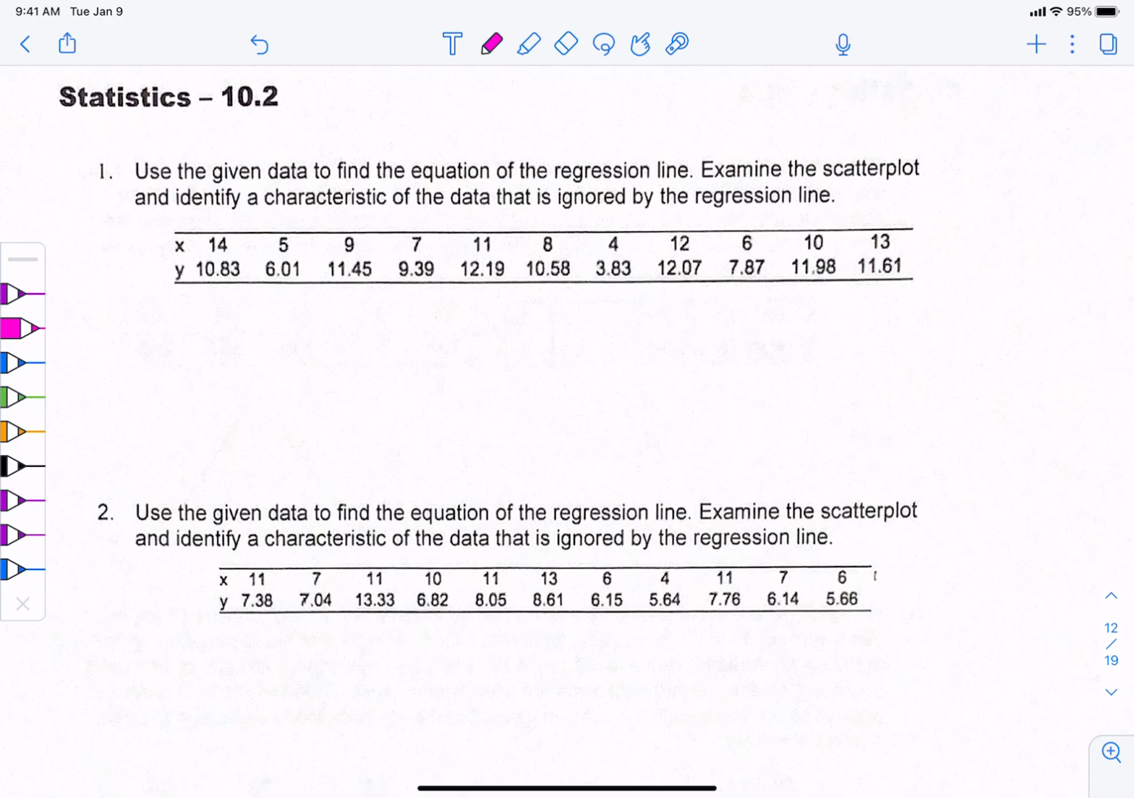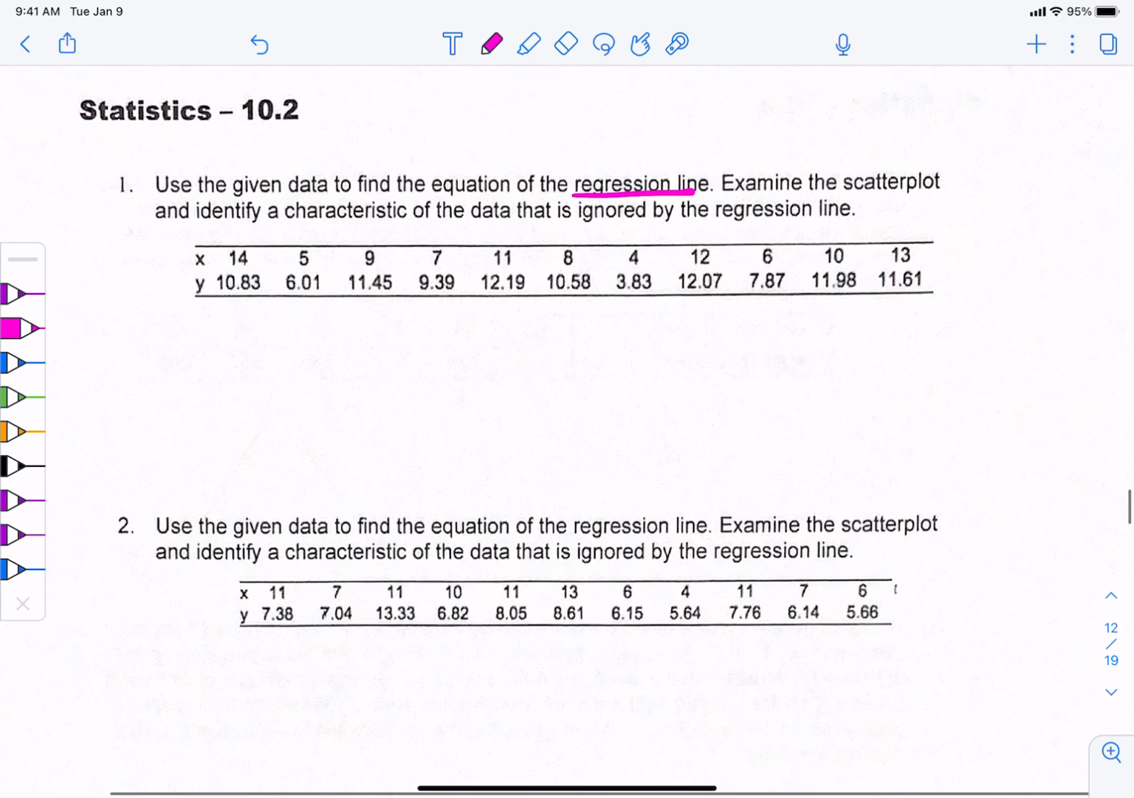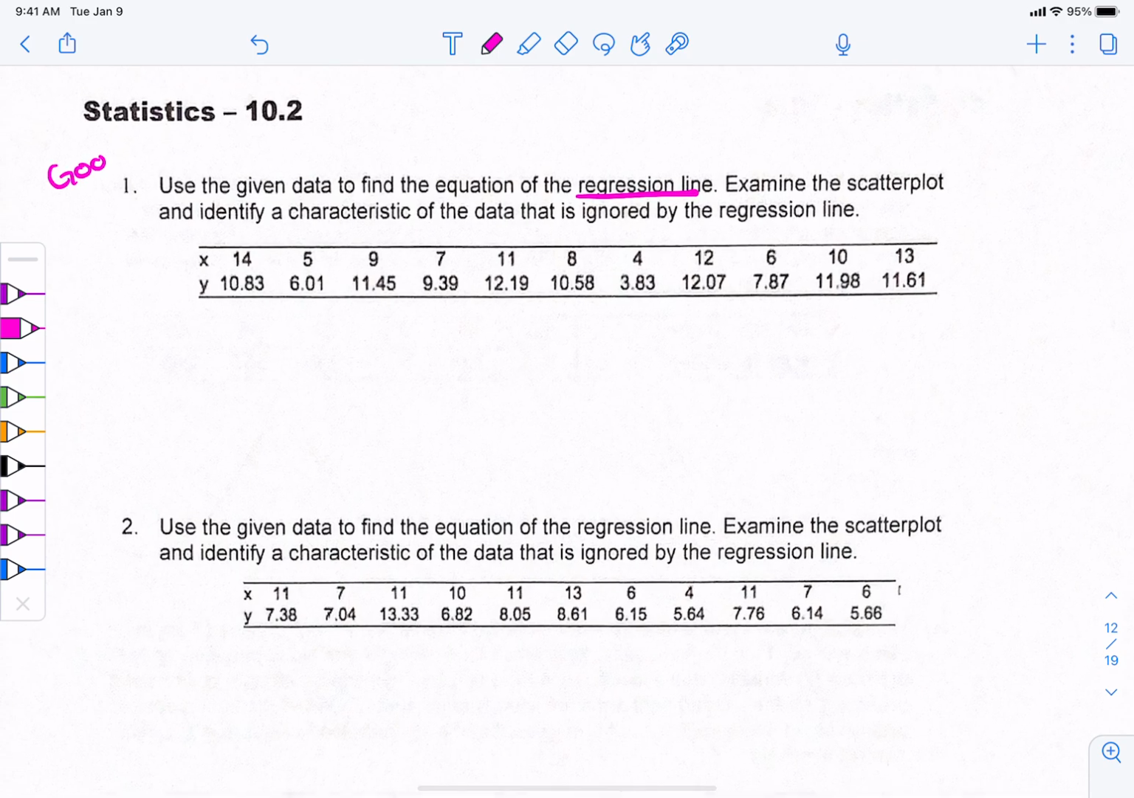Use the given data to find the equation of the regression line. Examine the scatter plot and identify a characteristic of the data that is ignored by the regression line. So, this one you're going to have to use Google Sheets. Go onto Google Sheets and plot it. Do you know how to plot it and look at the scatter plot?